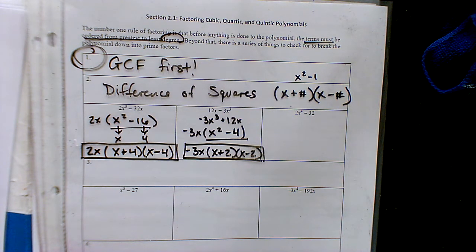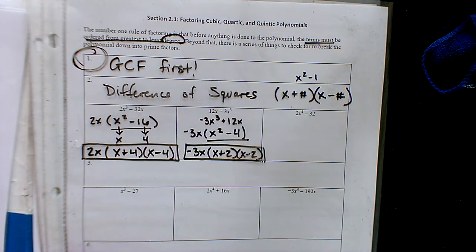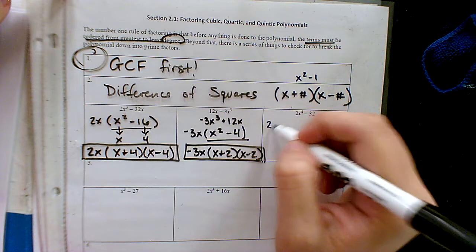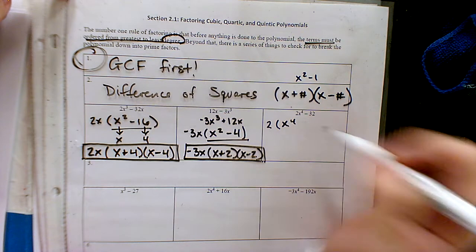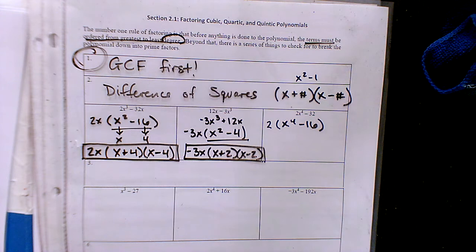What about the third one? Can we pull anything out? GCF first? Yeah? Just a 2, okay, not a variable, but a number nonetheless. Okay, so x to the 4th minus 16.